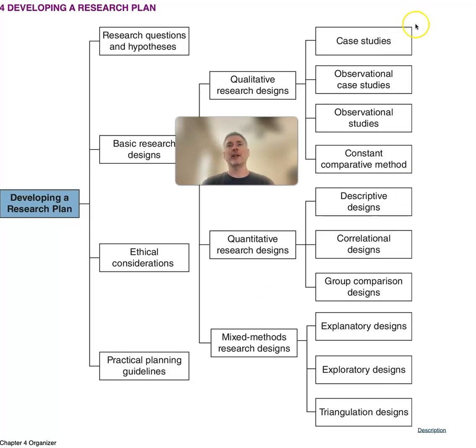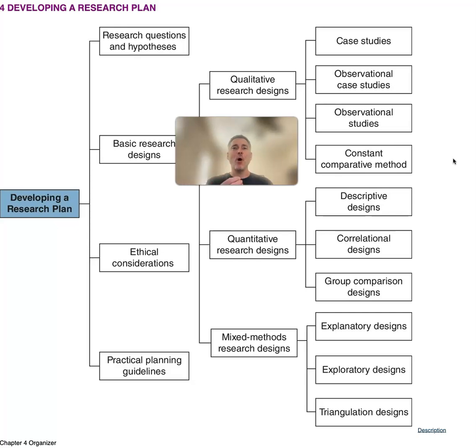Now, when you're looking at qualitative research designs, we're distinguishing four broad approaches: case studies, observational case studies, observational studies, and the constant comparative method. More about this in a separate video.